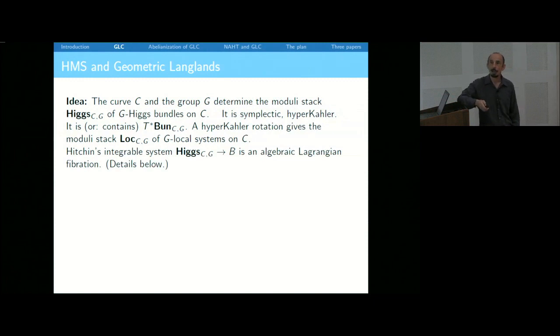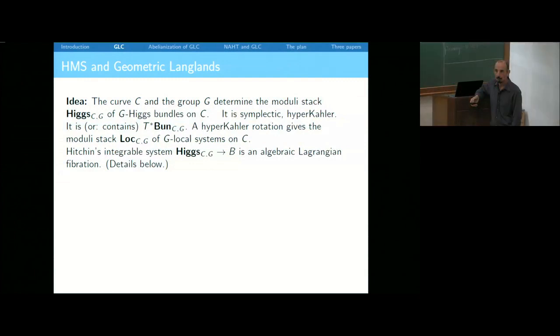Yes, this hyperkähler rotation works also for stacks. You can formulate it for the stack.